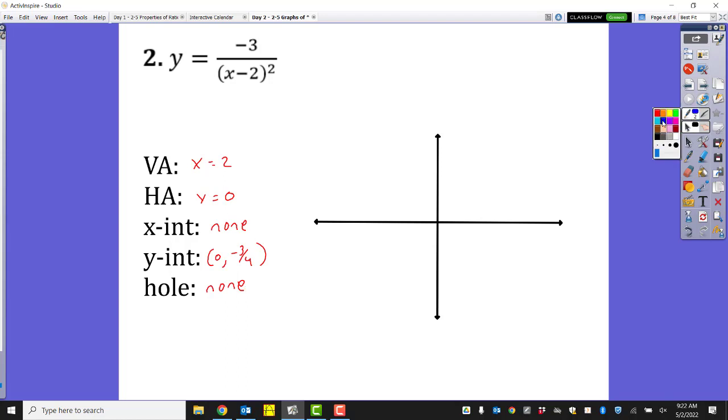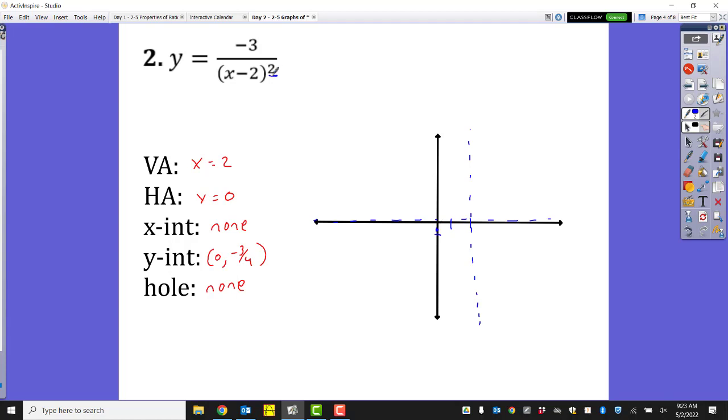All right, so we start by graphing. We have horizontal asymptote at 0, vertical asymptote at 2. Okay. Y-intercept at 0, negative 3 over 4. So there's negative 1, negative 3 over 4 is right about there. And then we'll label this asymptote.